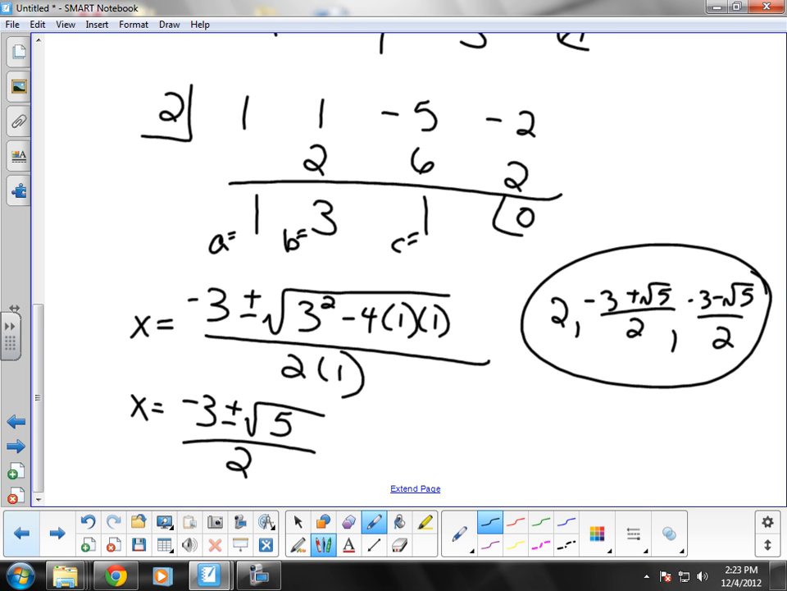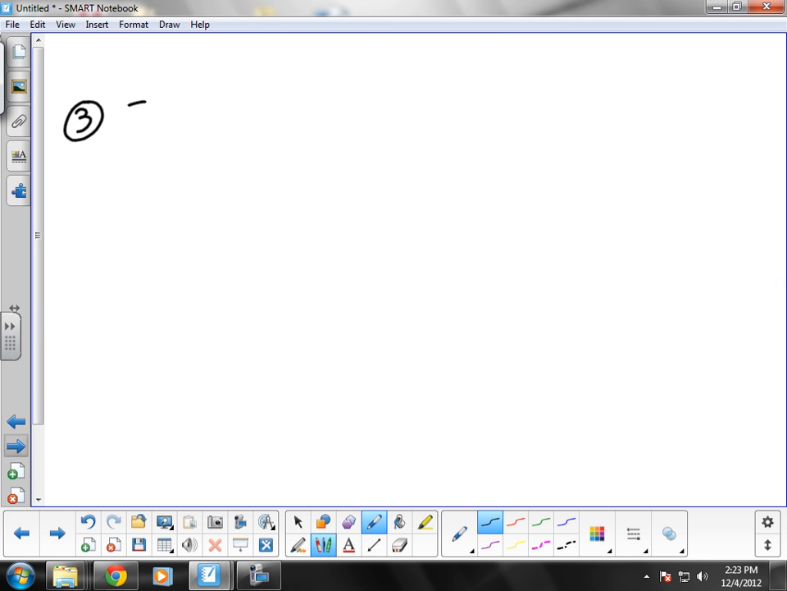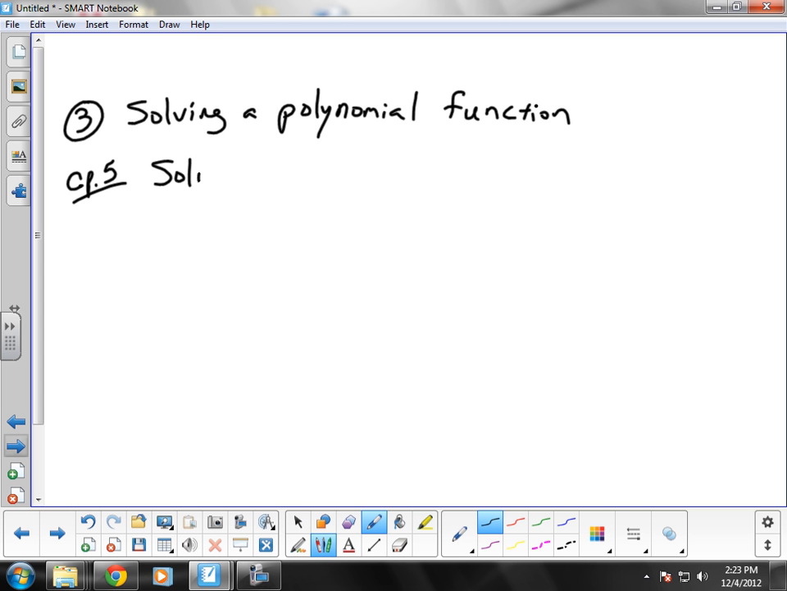Now let's take this a step further and let's talk about solving. So we've been finding zeros, right? So now let's talk about solving a polynomial equation. So objective 3. x to the 4th minus 6x to the 3rd plus 22x squared minus 30x plus 13 equals 0.